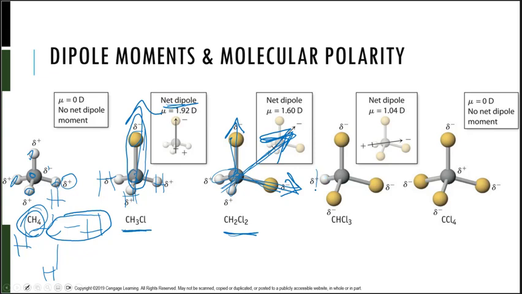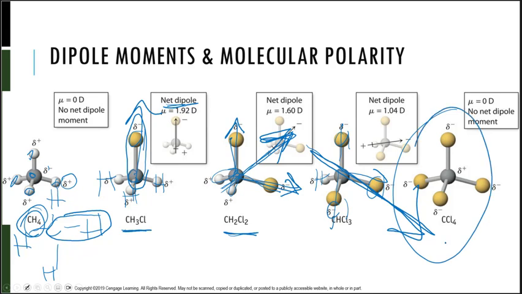Here I have one hydrogen and three chlorines. So my net is going to be in this direction because I have pulling, pulling, pulling. They're not canceling each other out. Now here I'm back to, I have four of the same polar bonds. They're going to cancel each other out. So this is a nonpolar compound.